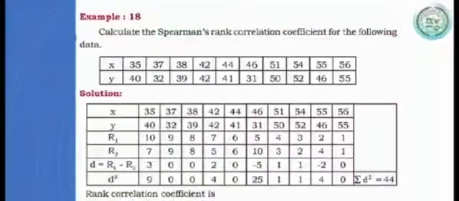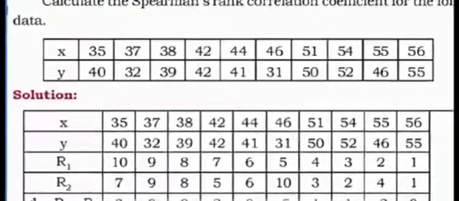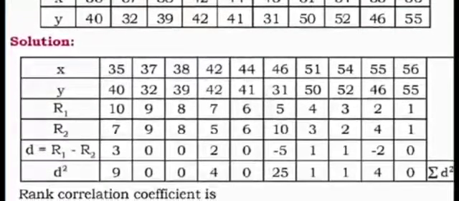Example number 18 here. Calculate the Spearman's rank correlation coefficient for the following data. Now see here, in this example, they have given the values of x. X is 35, 37, 38, 42, 44, 46, 51, 54, 55, 56. Y also, certain values are given. In the previous example, directly R1 and R2 were given, but now we are going to give the rankings here.